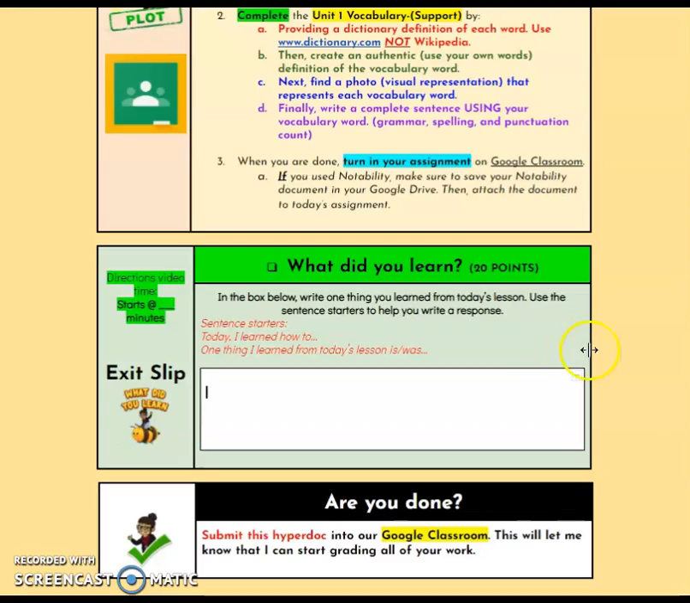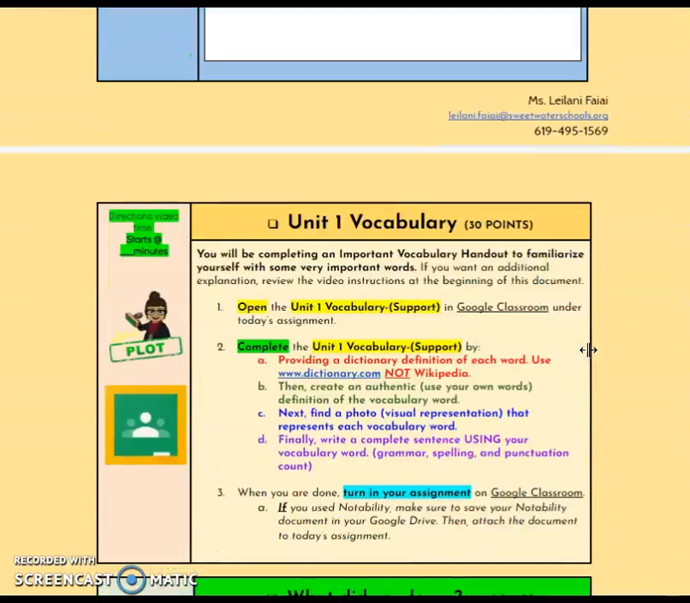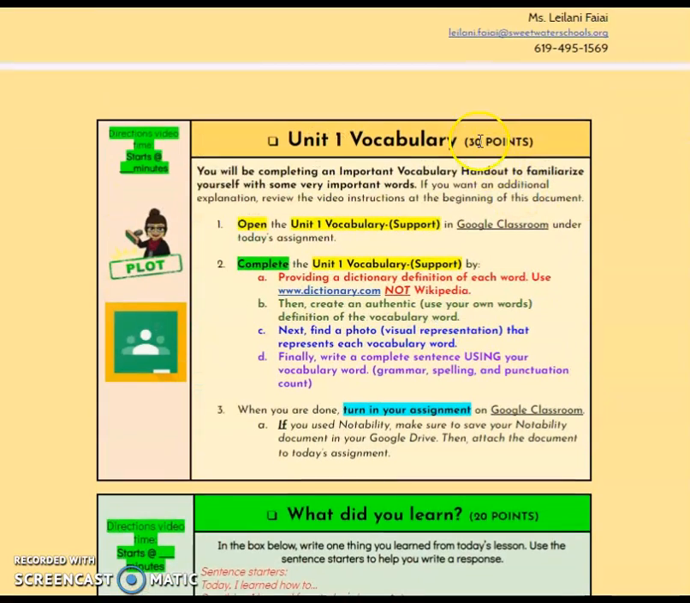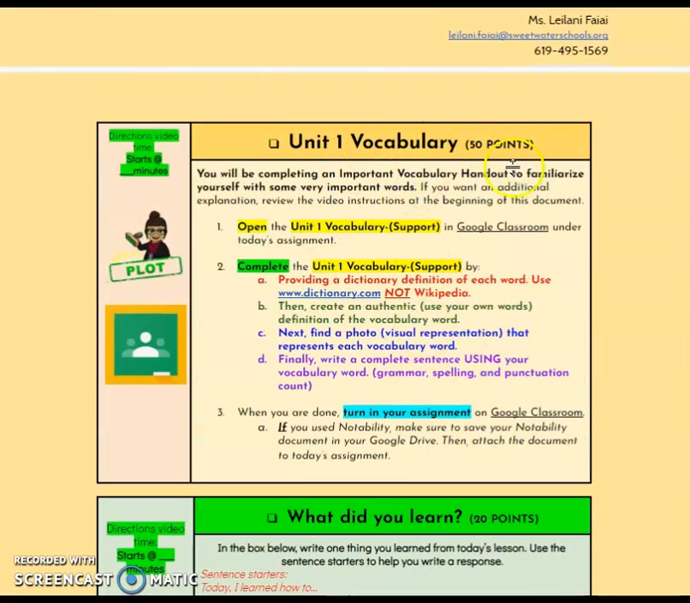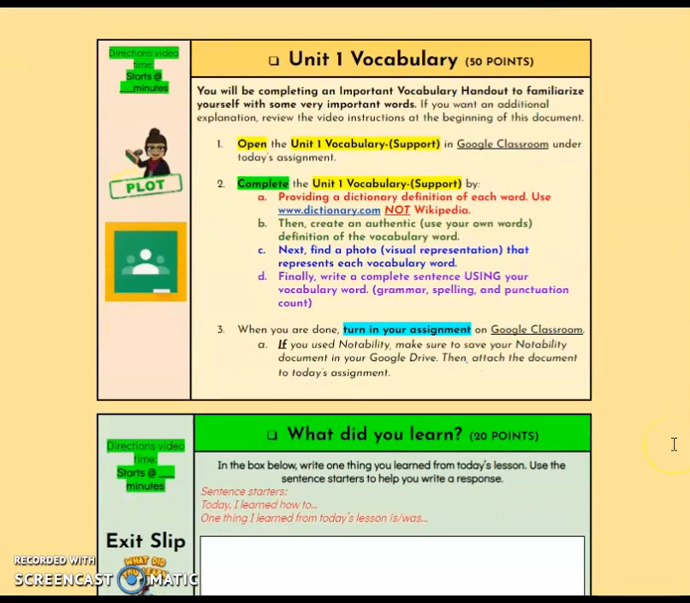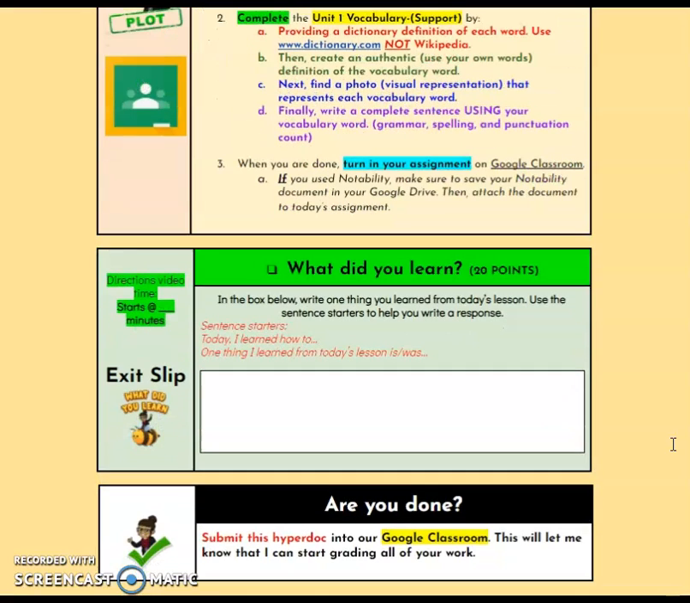So total you have for today's assignments is a total of 80 points. Actually, it should be a total of 100 points. So this vocabulary is worth 50 points, okay? So I want to make sure that when you guys are done, remember to turn this HyperDoc into Google Classroom along with the vocabulary, okay? And we will review this tomorrow, Friday, the 21st, just to make sure everyone understood today's assignment.